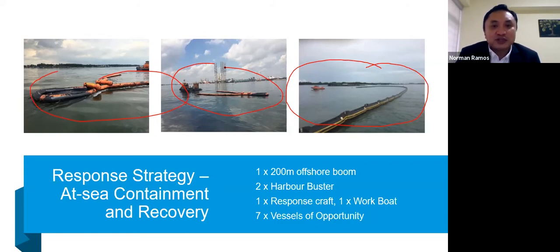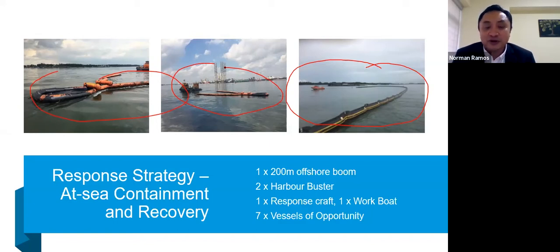One thing I should mention is that when we are doing the at-sea containment and recovery, we have to be mindful of the boundary between Malaysia and Singapore. That means our vessels are careful not to cross the Malaysian border because that might end up in a dispute. Although it's not a big deal, we are being mindful of that.